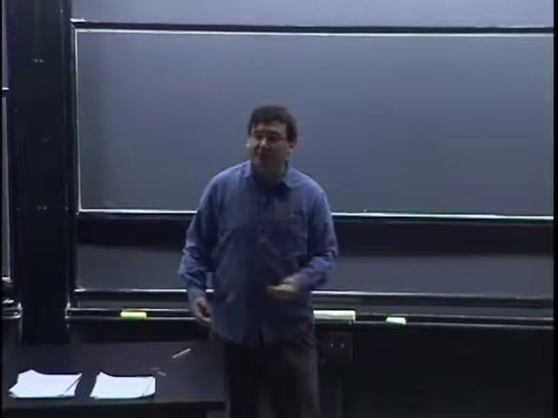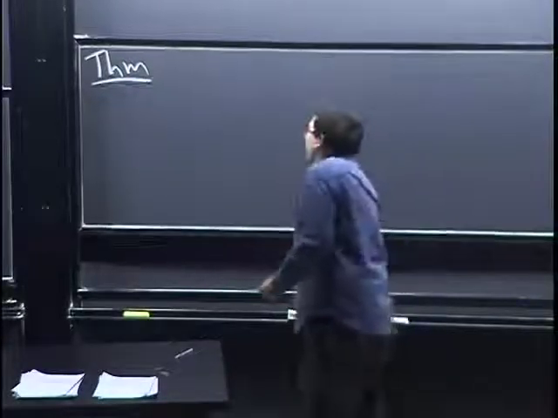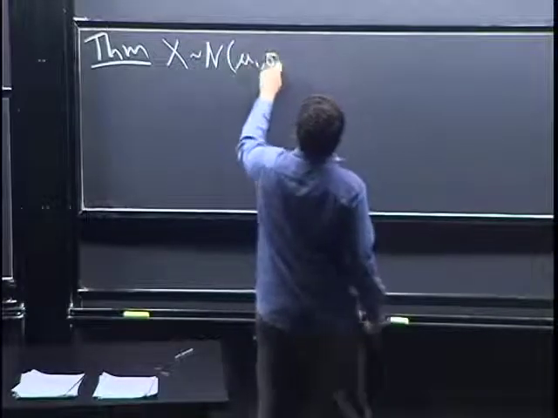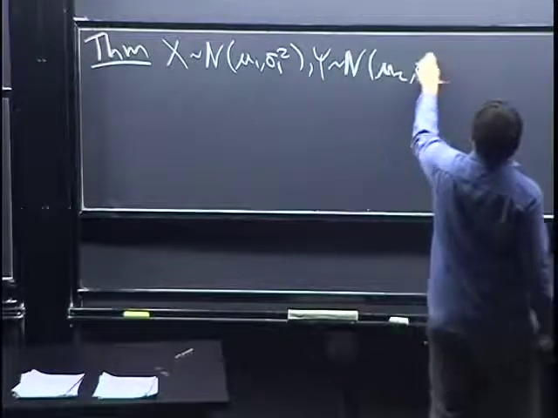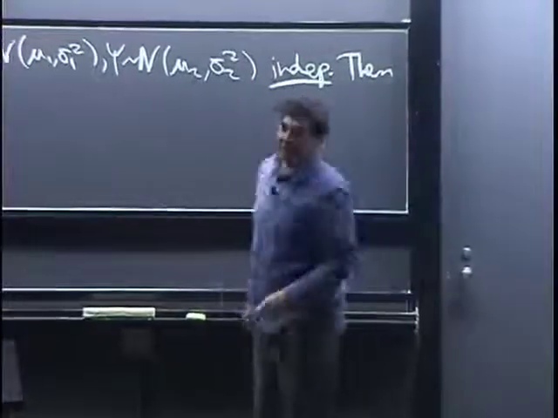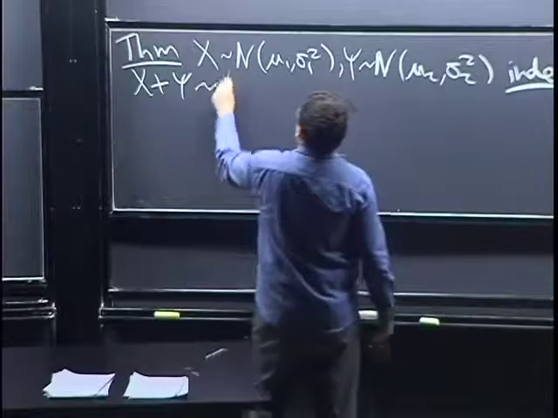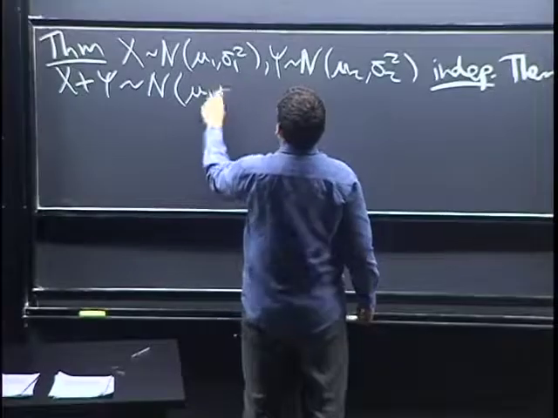To verify what I said before about the sum of normals, just a little theorem. This is going to be easy now because we know MGFs. The sum of normals, we stated this before: if X is normal mu1, sigma 1 squared, and Y is normal mu2, sigma 2 squared, and they're independent, X has to be independent of Y, otherwise this won't work. Then the sum, by linearity, the means just add, and also the variances add.